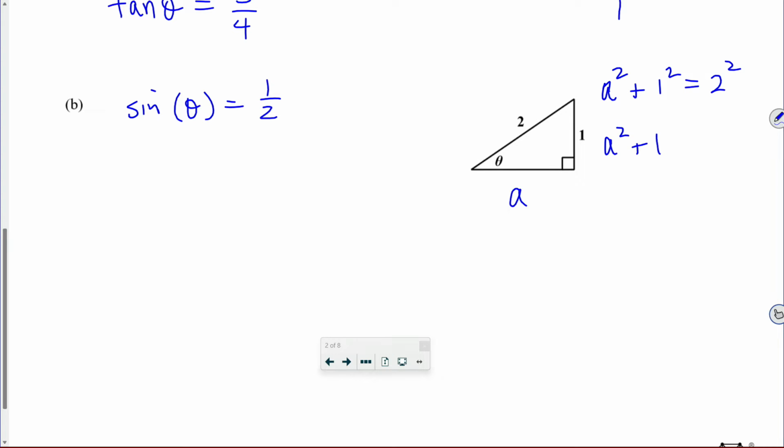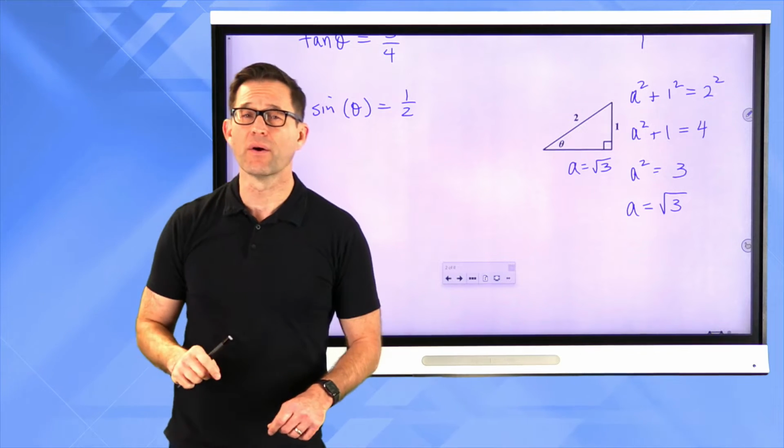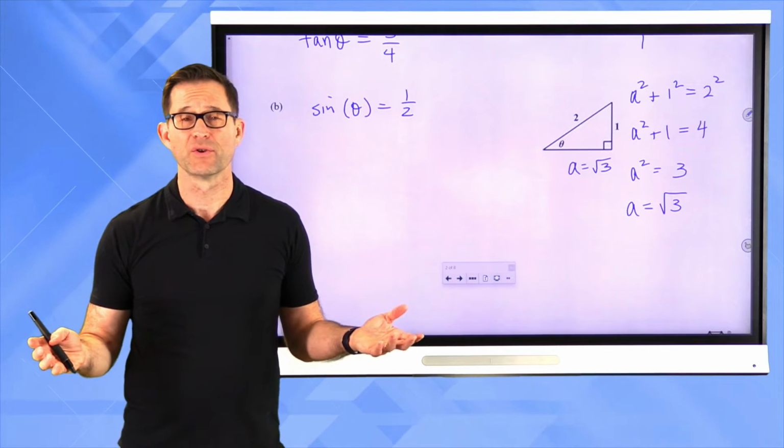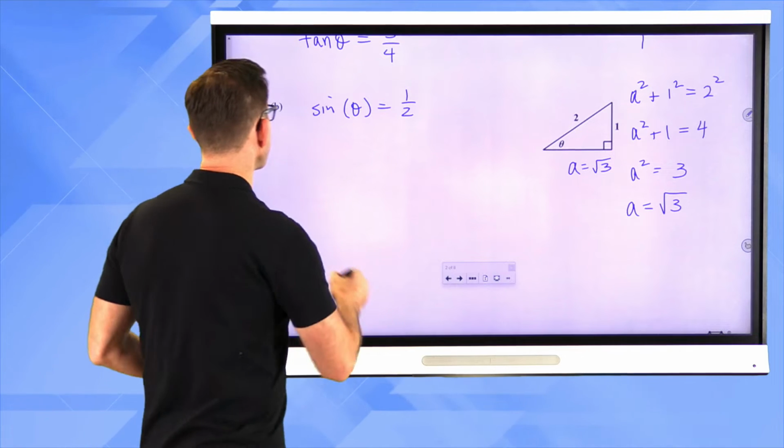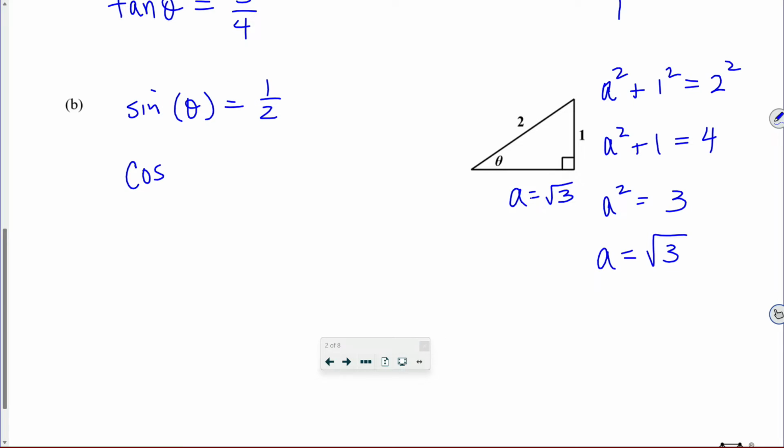So A squared plus 1 is equal to 4. A squared would be equal to 3, and the best that we can do is say that A is equal to the square root of 3. So not nearly as nice as in our last triangle where we had integers for each of the three sides. Here, our adjacent side is equal to the square root of 3, so we can say that the cosine of theta is equal to the square root of 3 divided by 2.